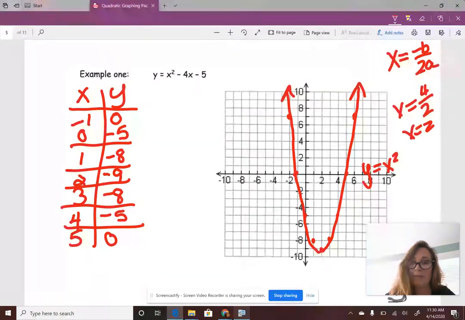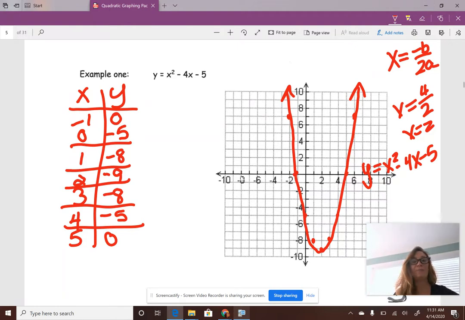It's nonlinear, so you kind of want to be smooth when you're connecting it. And there's a bunch of things that you can find out from this. The lowest point or the minimum point is called the vertex. The roots or the zeros are there. And then if you drew an imaginary line down x equals 2, that would be the axis of symmetry.